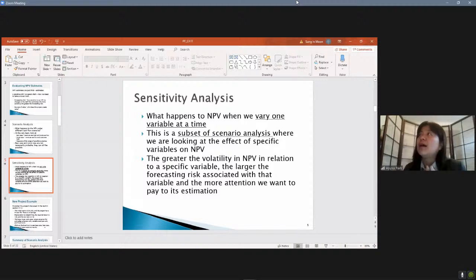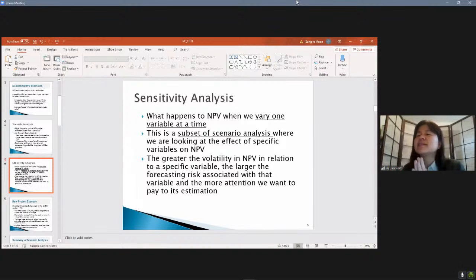So for example, an airline is developing a new destination, and the new project may have oil price as a key variable. So in that case, how sensitive is the airline's new business to the change in oil price? That kind of analysis is sensitivity analysis, because with one variable, oil price, we see how it affects the NPV of the new project.